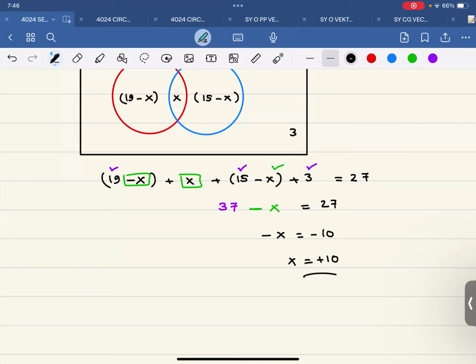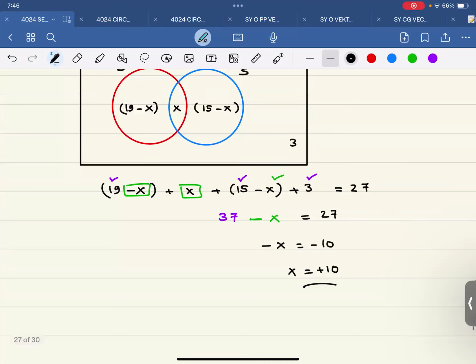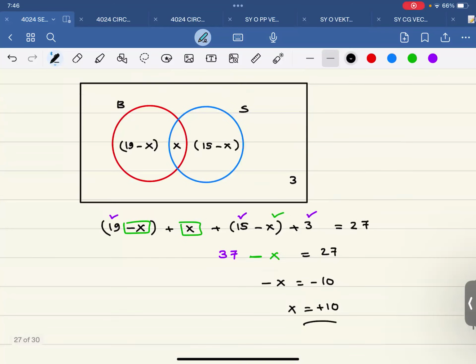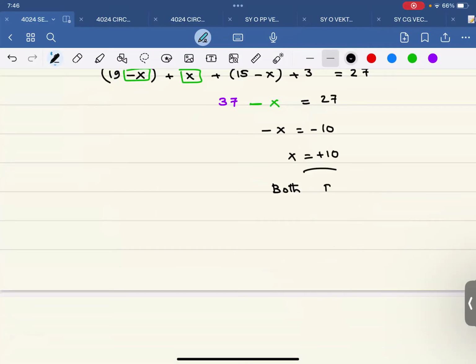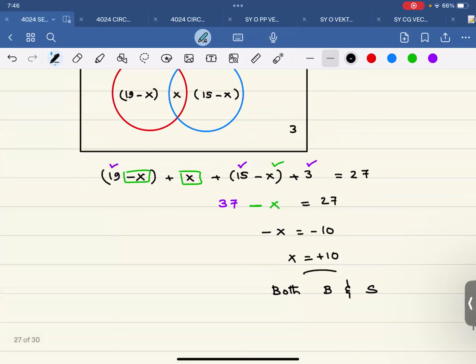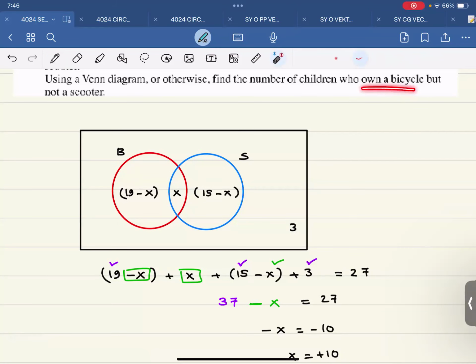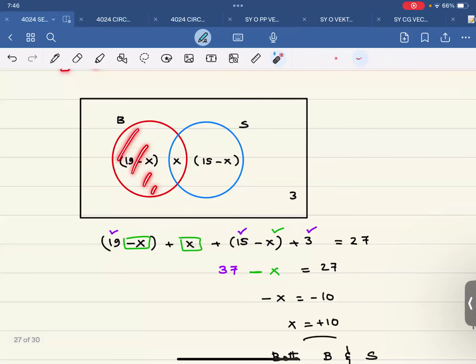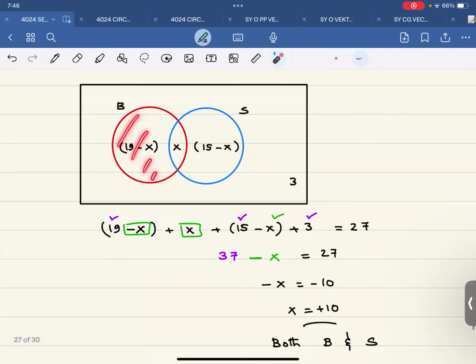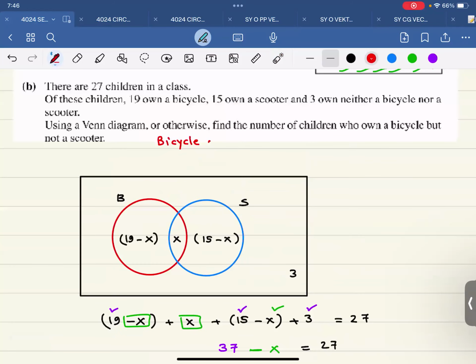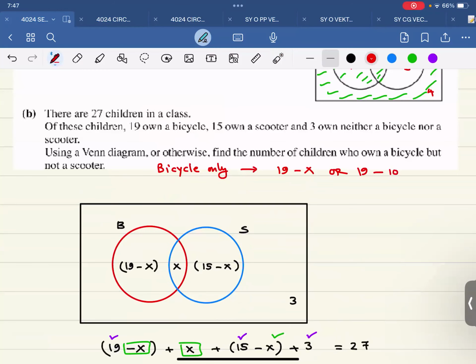That is who own a bicycle but not scooter. Let me focus on that. This is both bike and scooter. Bicycle and a scooter. But we are interested in those people who own a bike but not scooter. So that is bike only. So therefore, this is this one. That is bicycle only. That is 19 minus X. What's the value of X? X is 10. Or 19 minus 10. Or the answer is 9. That's how this part is done.